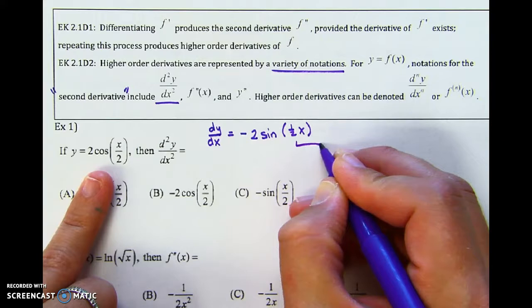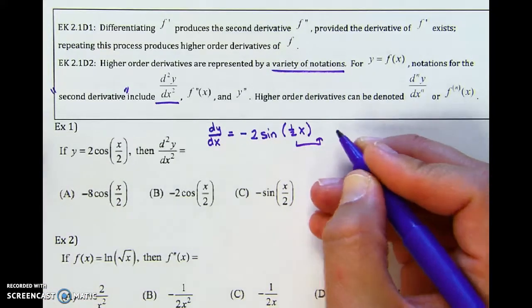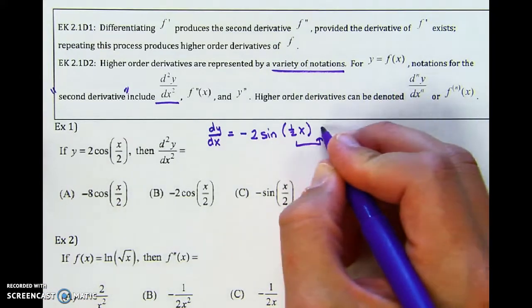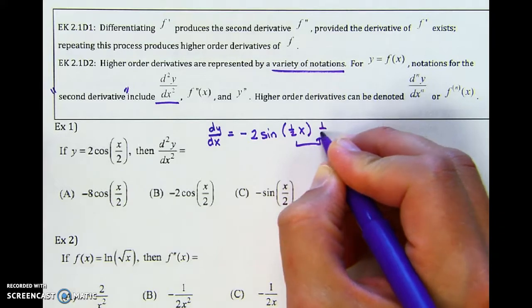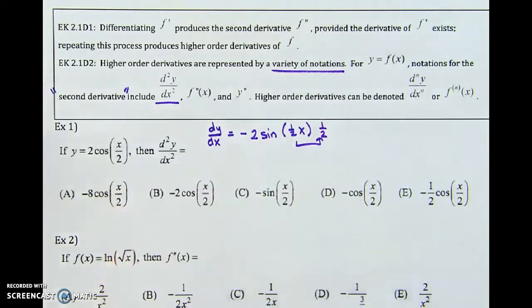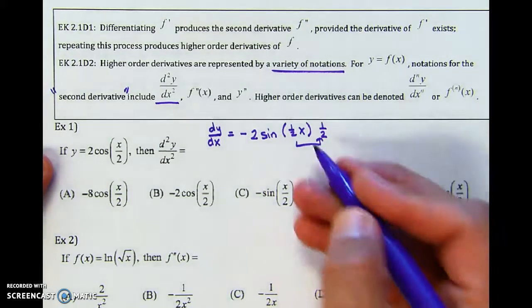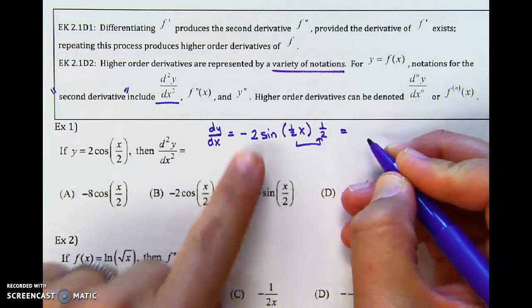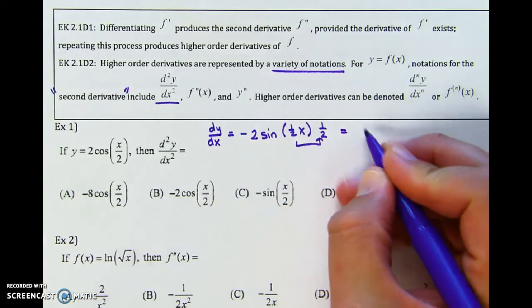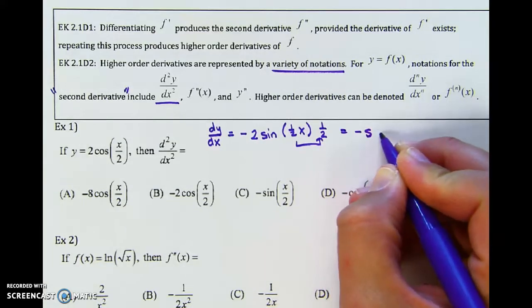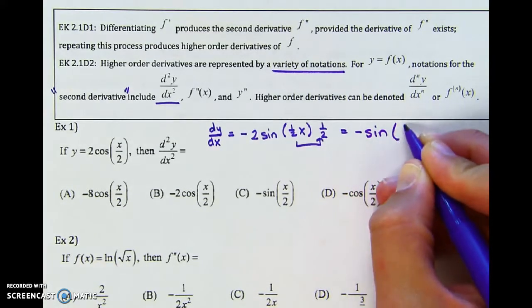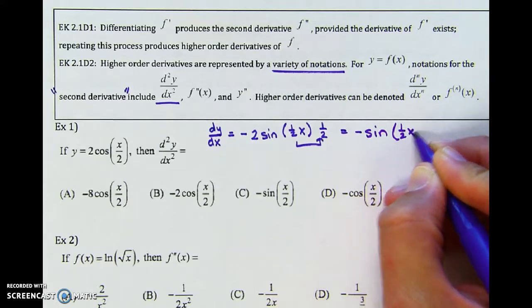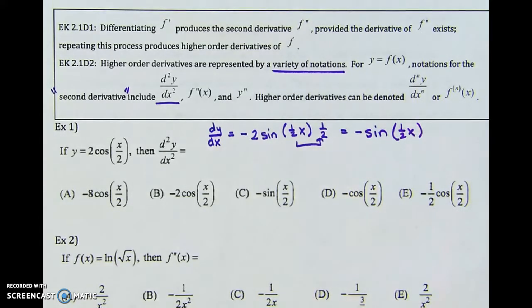Yes. Now we need to multiply by the derivative of the inside. And now you can see clearly that the derivative is 1/2. But if you saw x over 2, maybe you'd try the quotient rule or something, but we don't want to do that. Multiplied by the derivative of the inside. Okay, let's simplify this. The 2 in front and the 1/2 divide out. So we have negative sine of x over 2, still the same as 1/2 x.